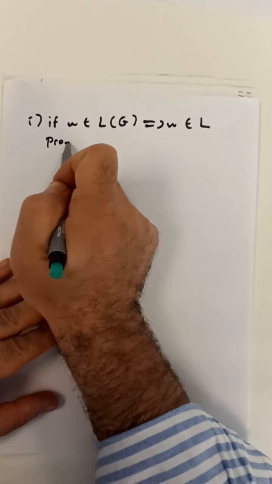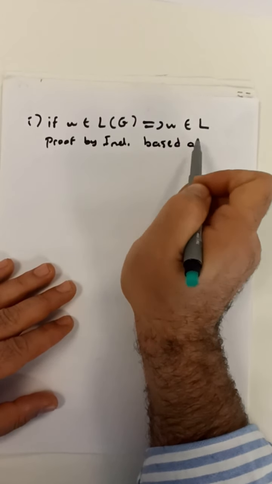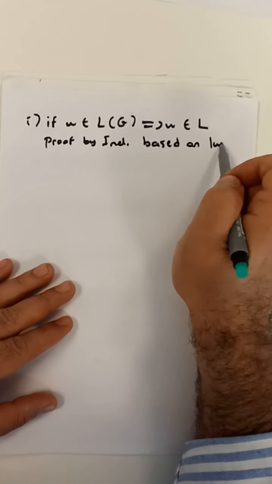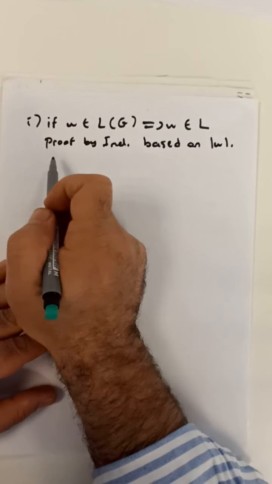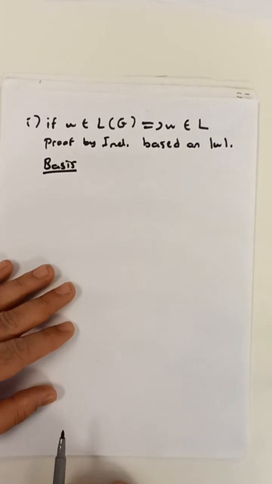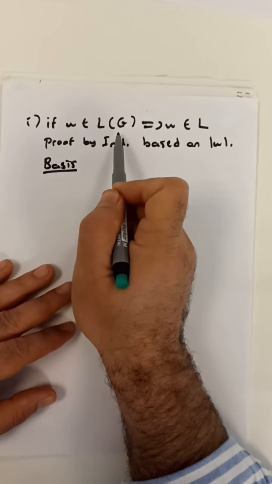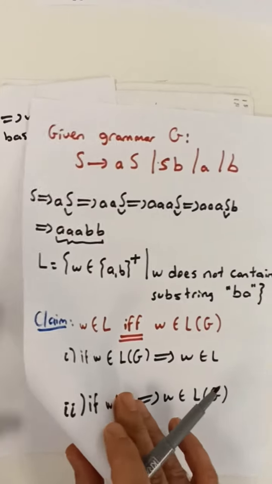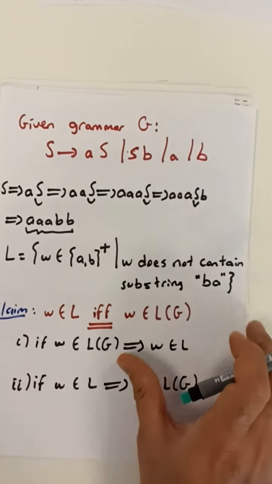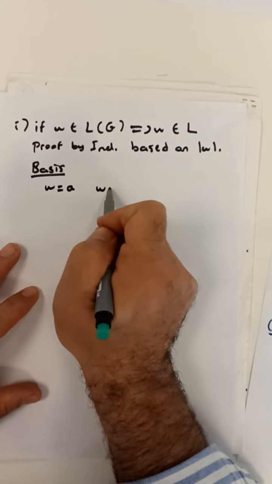So proof by induction based on length. Our inductive proof will be based on the length of W. For our base case, the basis, let's see the shortest possible strings that belong to the language of our grammar. The shortest possible strings will be generated by these two rules, A or B. So W can be A, W can be B.